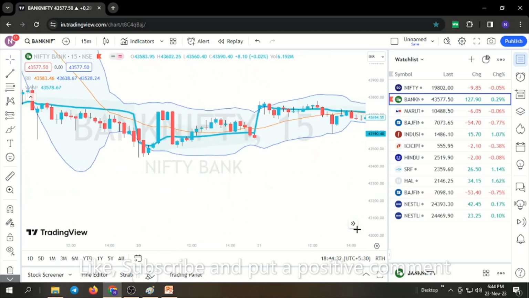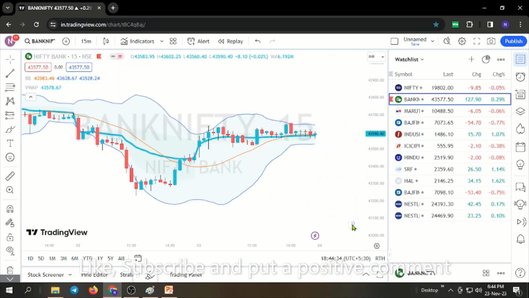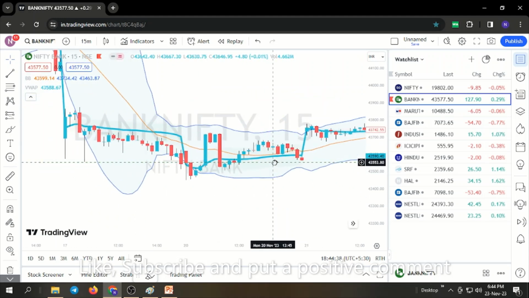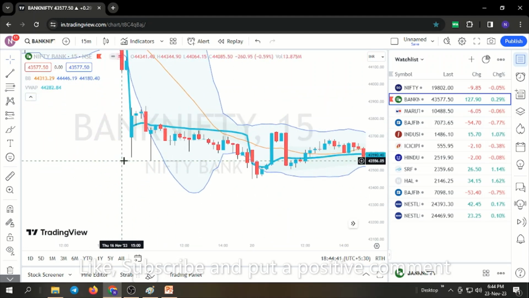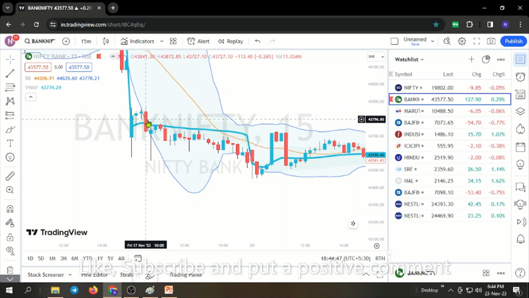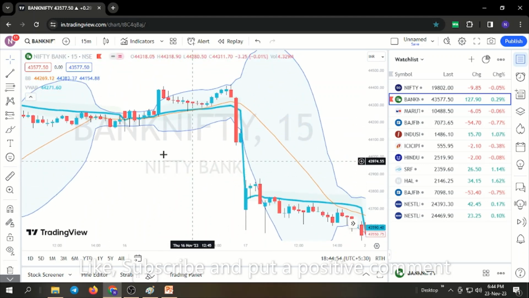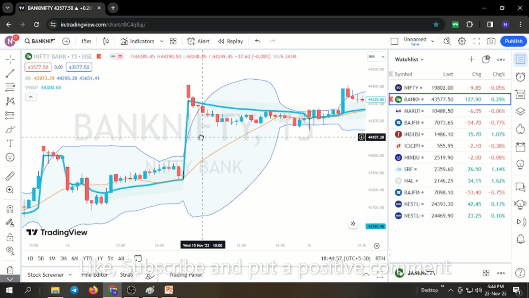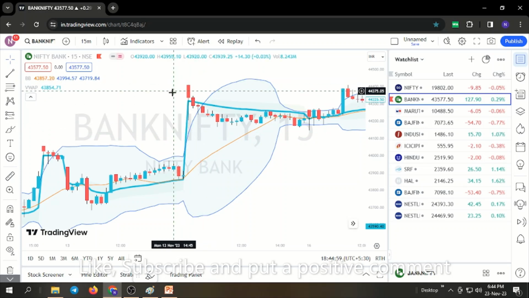Gap ups, gap downs, still we can trade using this. The candle should form outside the Bollinger Band. This is a gap down. When a gap down forms, the candle should close on top of the VWAP. Nothing happened here. We'll see that example as well. This is a good trade, but we didn't get much profit.